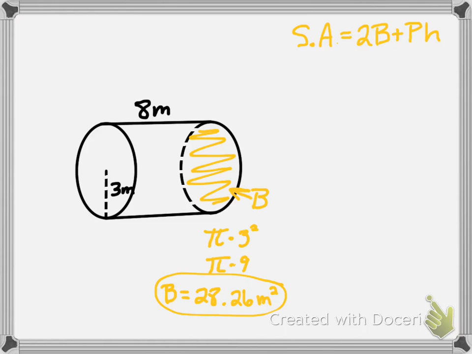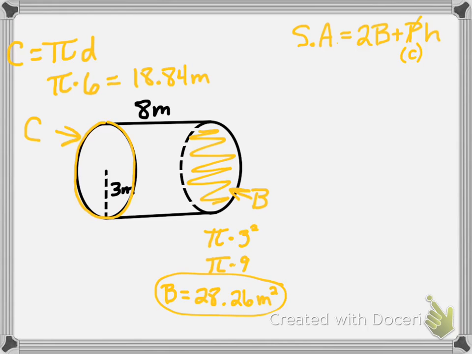Okay, then perimeter is the distance around that circle. Well, remember, we don't really have perimeter, but we do have something just like perimeter. It's circumference, right? So it works the same way. So how do I find the circumference of this circle? Well, circumference is pi times diameter. If the radius is 3, then the diameter is 6. So pi times 6 is 18.84 meters. So the perimeter, or circumference, of the base is 18.84 meters.